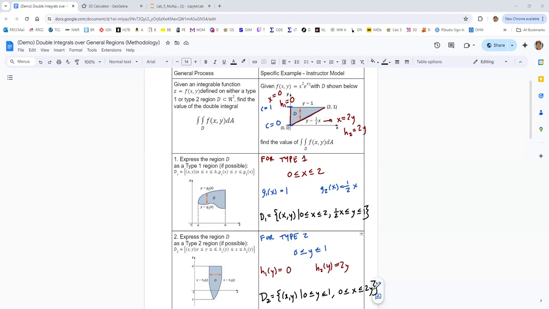All right, with that information, we're now ready to set up the type one and type two integrals for this problem.